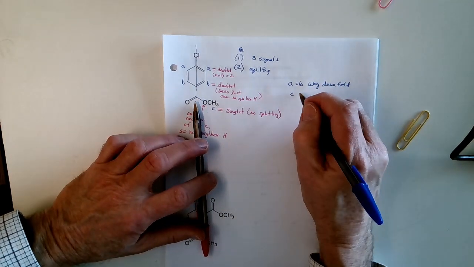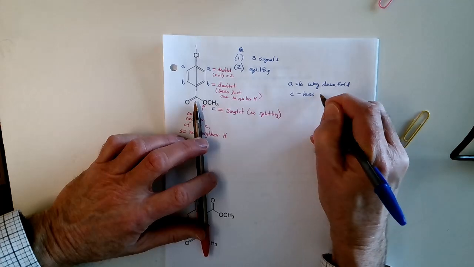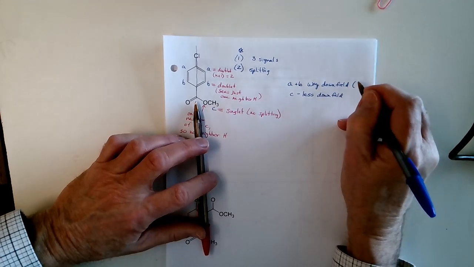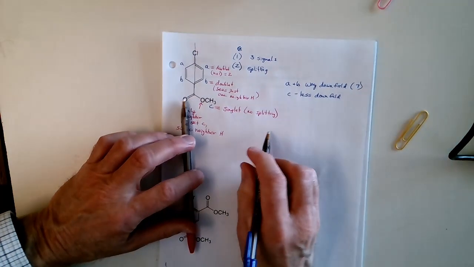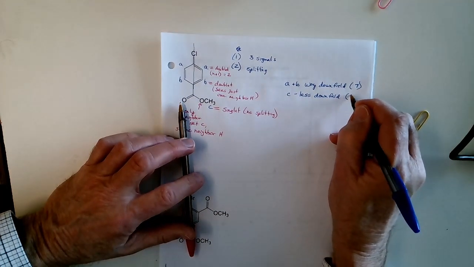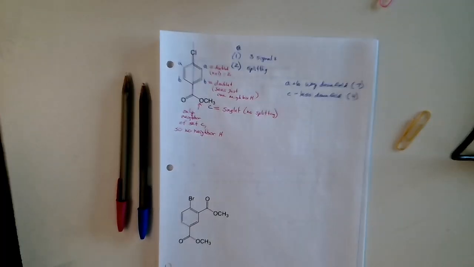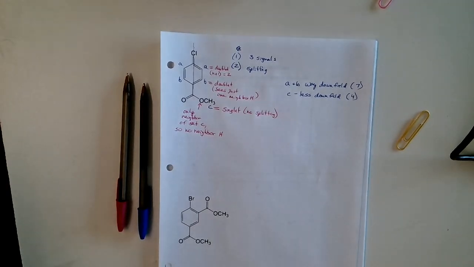C is less downfield. These are going to be like 7. C would be more like 4 parts per million. Okay, questions on that one?